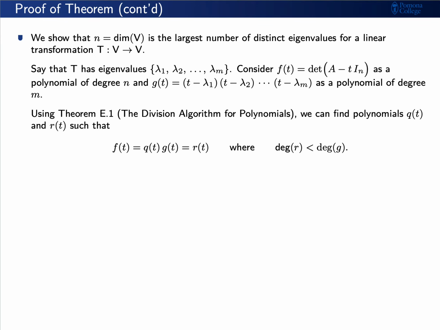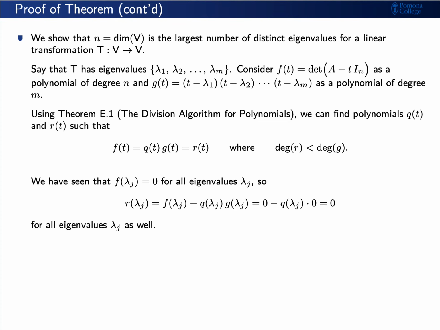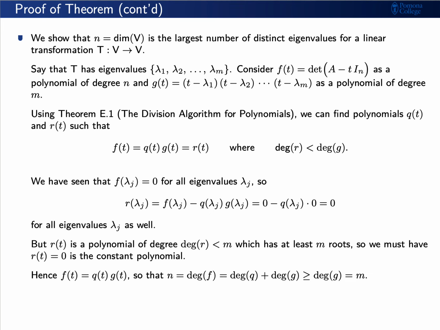Using the division algorithm, we know that we can find polynomials q of t and the remainder r of t, such that f of t is q times g plus r. And of course, the degree of r should be strictly less than the degree of g. Next, we know that the eigenvalues lambda sub j of T must be roots of f of t. So plugging things in, we see that r of lambda j must be 0 as well. However, r of t has degree less than m, and we know that r of t has at least m roots. So this means that r of t must be the constant polynomial, namely 0.